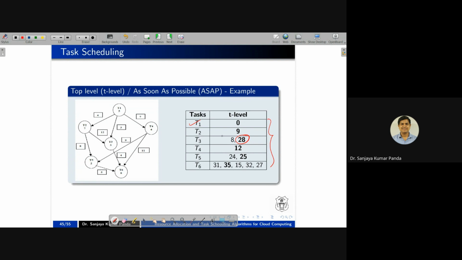After T1, you have to assign T2, then T4, then T5, then T3, then T6. In this order, you are going to execute them. So this ordering is determined based on the T level.